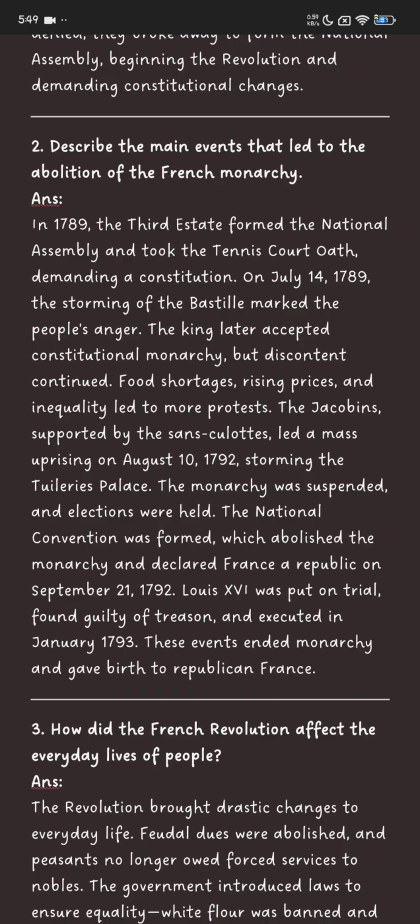Louis XVI was put on trial, found guilty of treason, and executed in January 1793. These events ended monarchy and gave birth to Republican France.